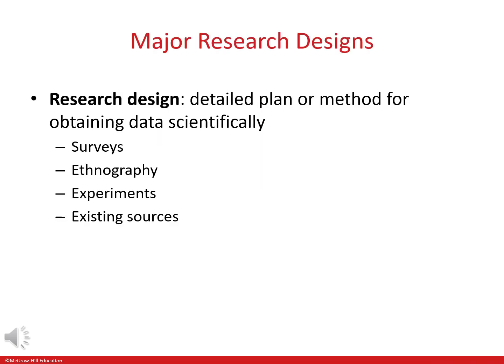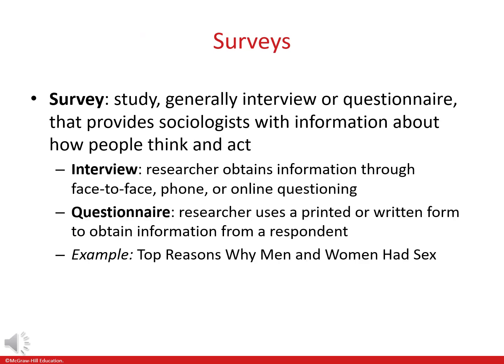We are now going to go over major research designs, and we're going to go over surveys, ethnography, experiments, and existing sources. Surveys. So these could be an interview or a questionnaire that gives sociologists or any researcher information about how people think and act. So there's an interview, could be face-to-face, over the phone. It could be an online questionnaire. It could be recorded or just with someone taking notes. A questionnaire would be printed, or it actually could also be online or written, and you get information from a respondent that way. So an example of that would be the top reasons why men and women had sex, which people have studied.